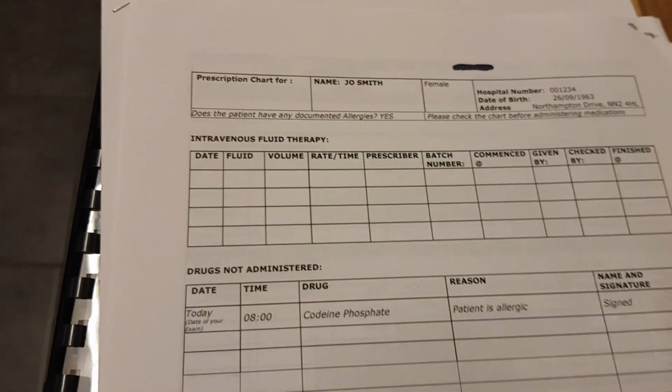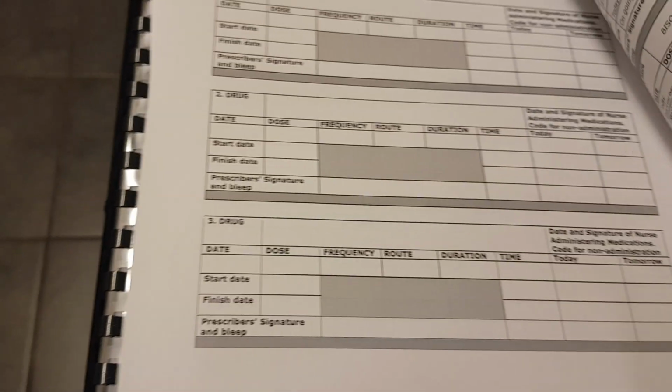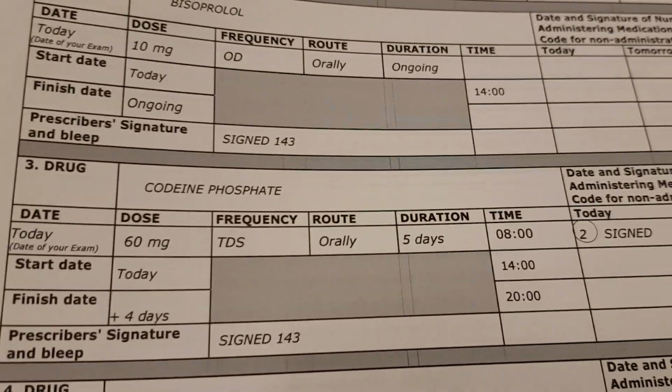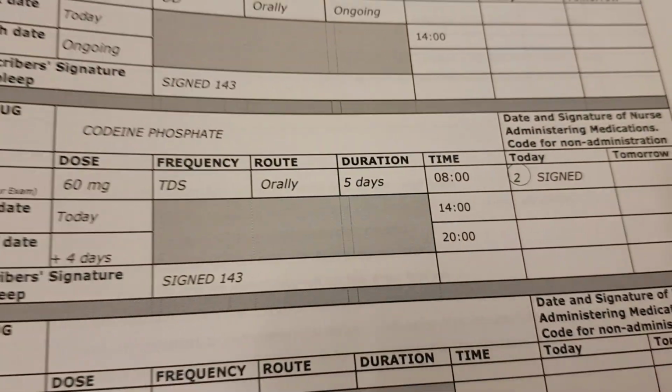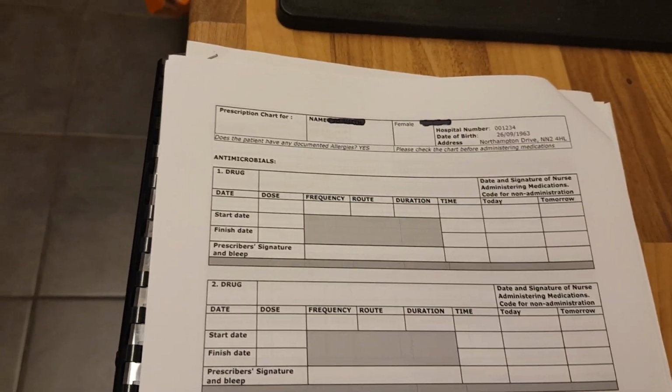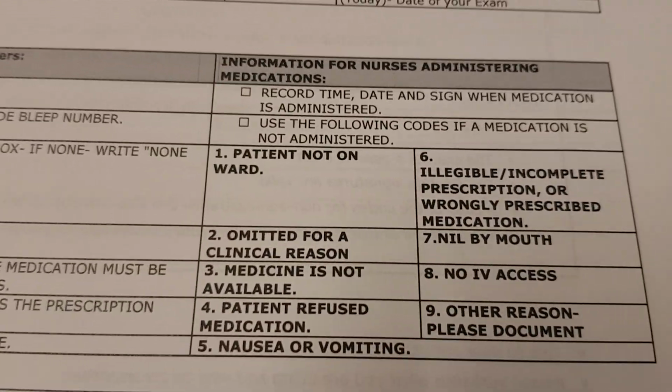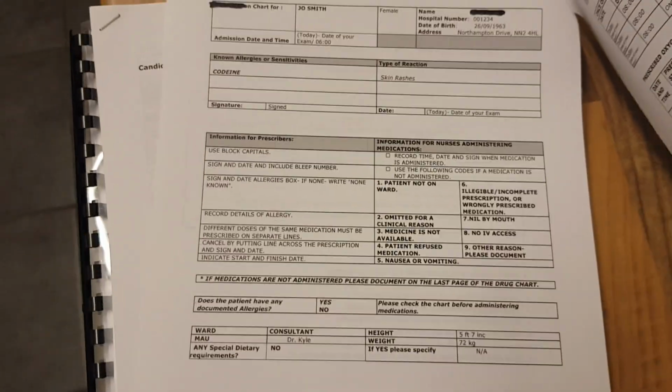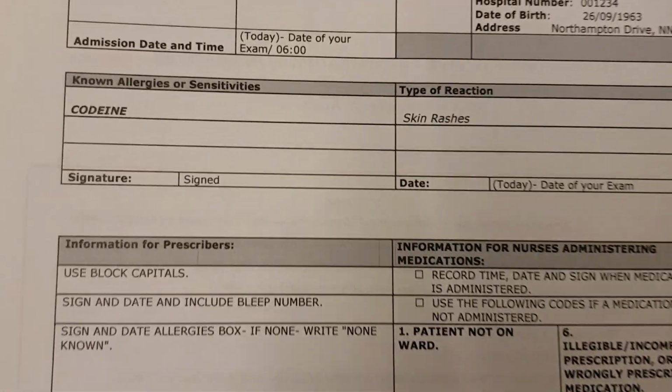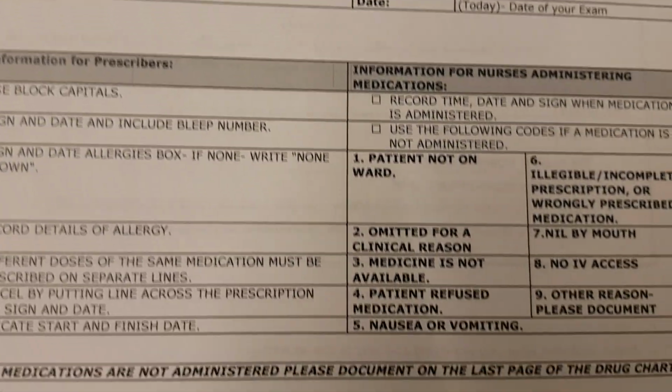Okay, I'm sorry, Mrs. So-and-so, you're allergic to codeine phosphate. I am going to make sure that this is not given. So I'm going to code this as number 2. So when you code number 2, you sign, and then you document at the back. Okay, so each drug trolley has laminated codes on it, and also if you can't see it, it's in your drug chart, where you have the allergies.